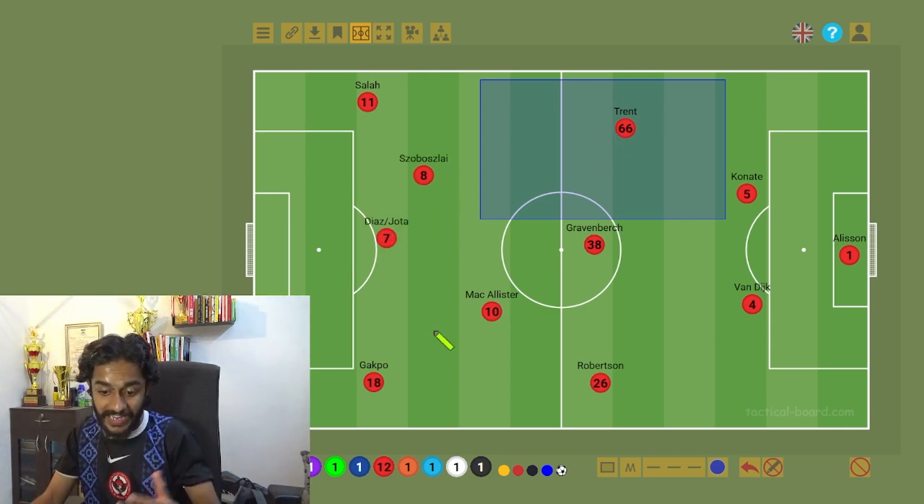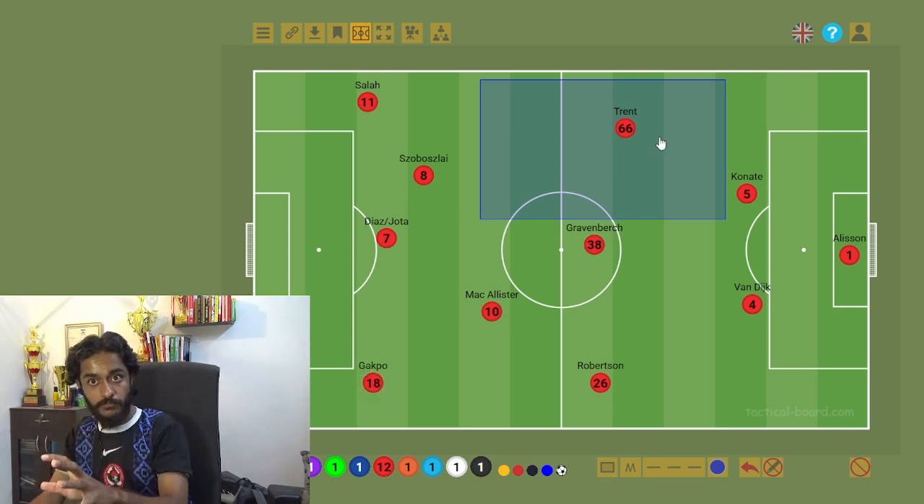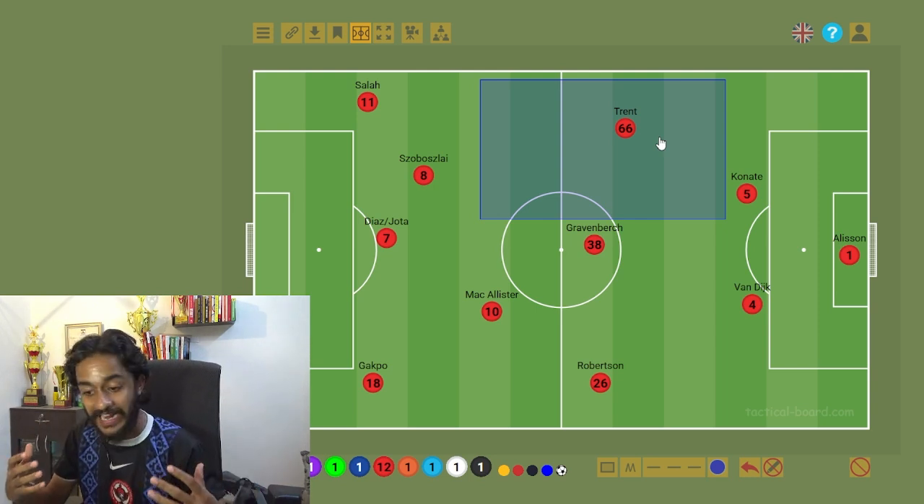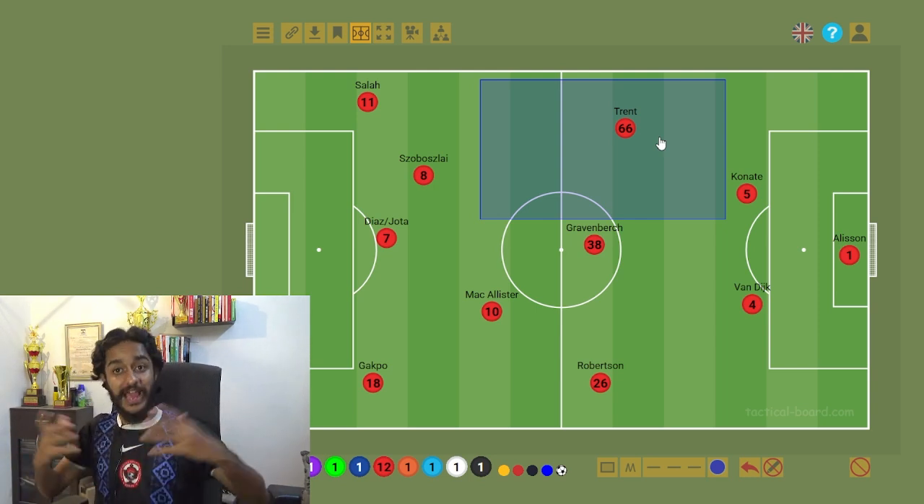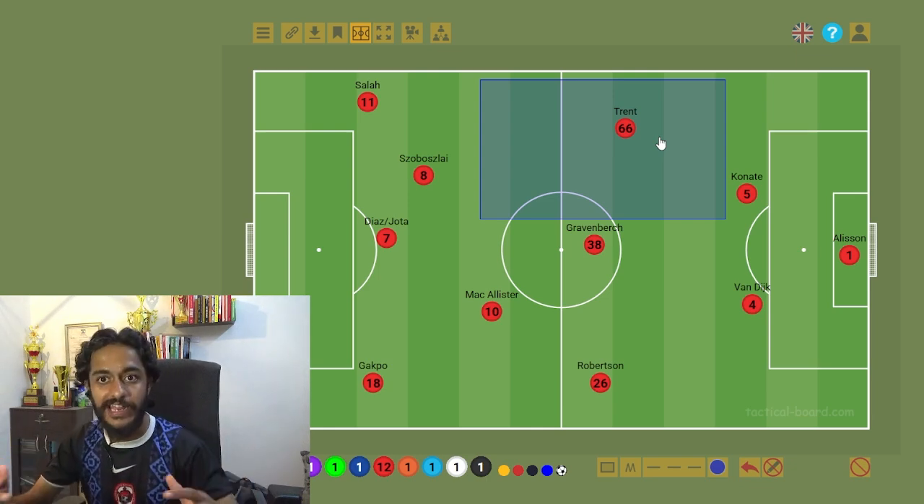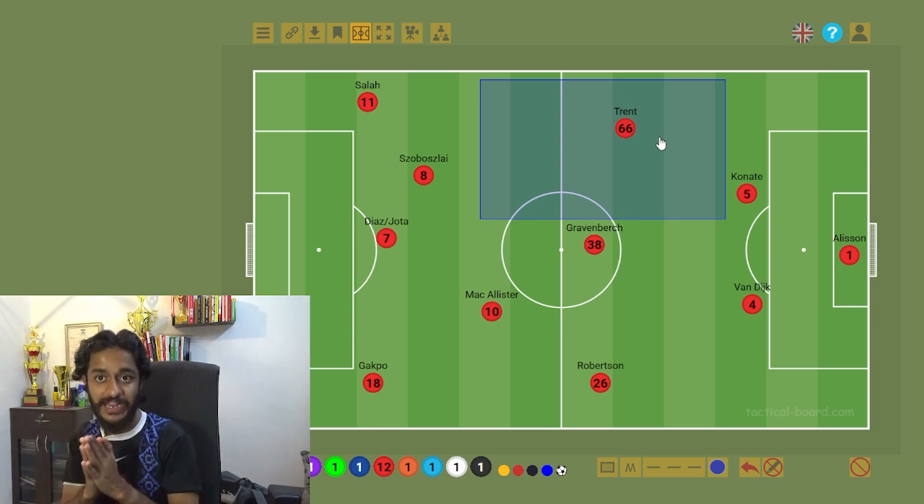Who can play a brilliant diagonal into Gakpo. So from this position, Trent can play more range of passes and has more options. And it creates more angle, and thus it creates variety in Liverpool's build-up play. So these are the two best ways that Trent was used at Liverpool.